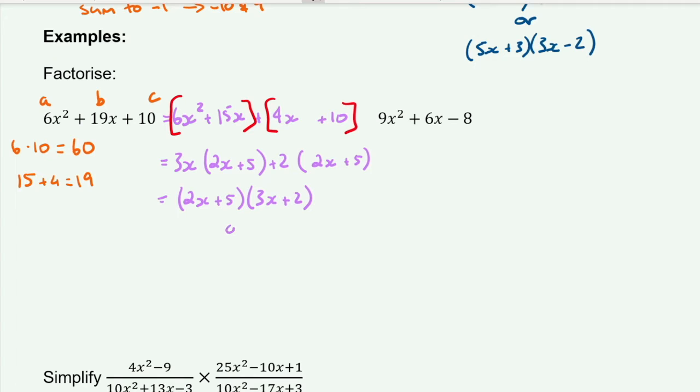Now don't forget, this can also be written in this way, because it's multiplication. It doesn't really matter which way around it goes. Let's do our next one.